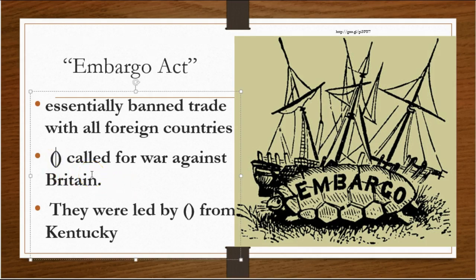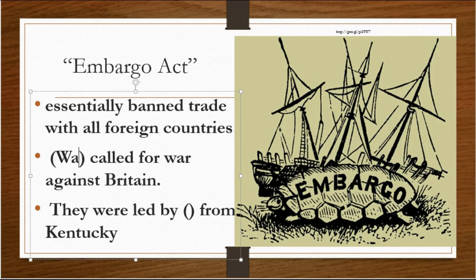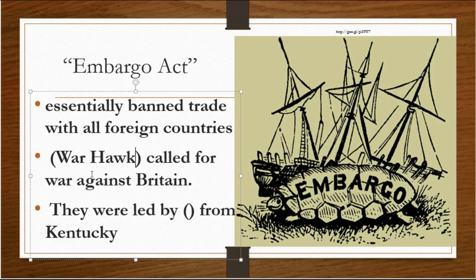And because of the Embargo Act, several senators began calling for war against Great Britain. These senators earned a nickname. They were called war hawks. They were called war hawks because they wanted to go to war with Great Britain or France, or they just wanted to go to war with just about anybody. But they wanted to go to war with Great Britain in this particular case.